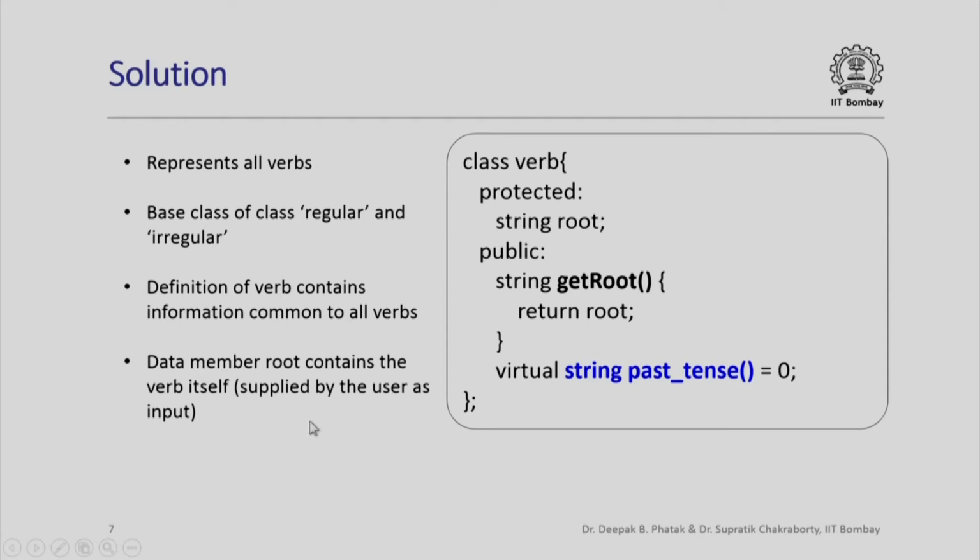This is meant to be the base class of a class of regular verbs and similarly a class of irregular verbs. And as you can see here, by declaring a pure virtual method in this class, I have basically rendered this class abstract. What does this class have as its members? It has a protected data member called root, which is of type string, and it has a public method called getRoot that accesses the protected data member and returns it.